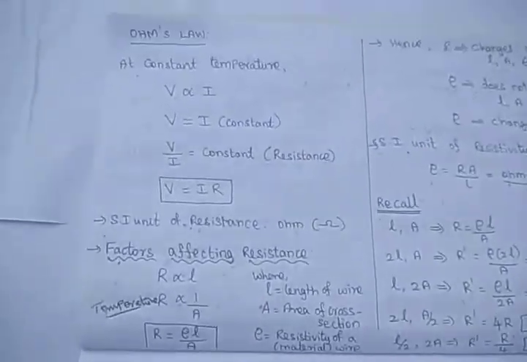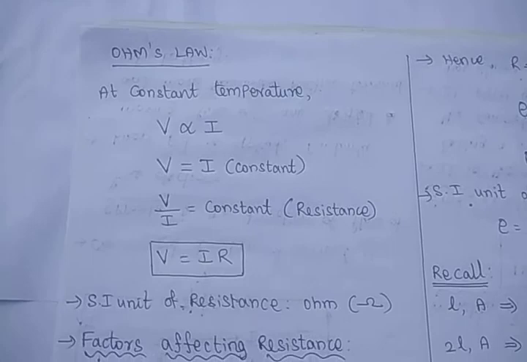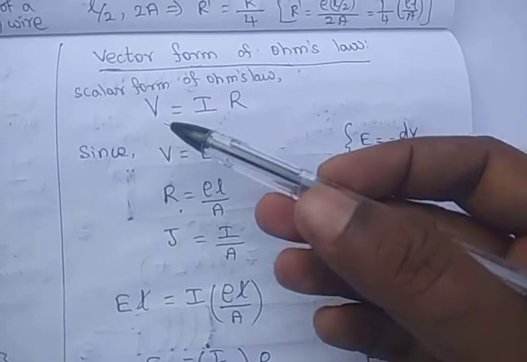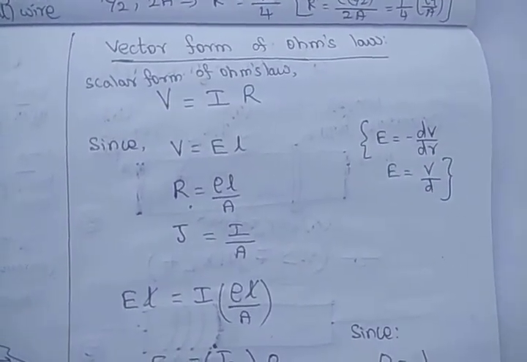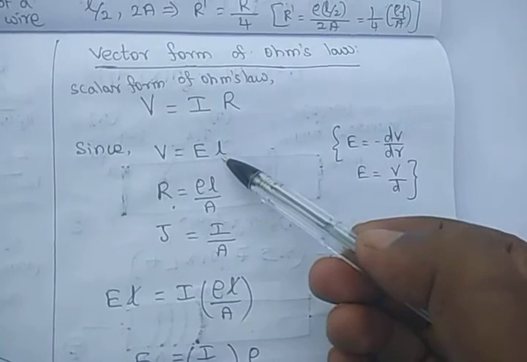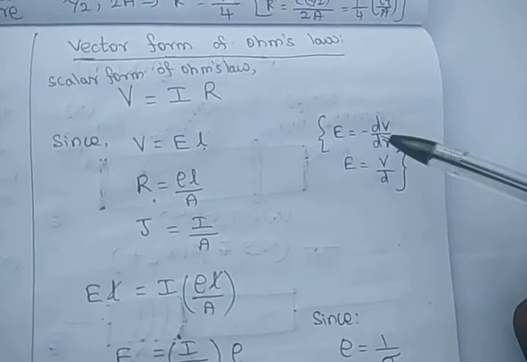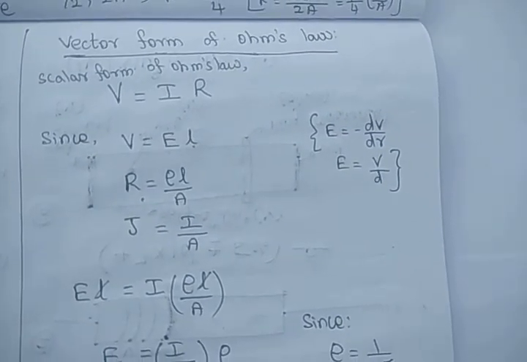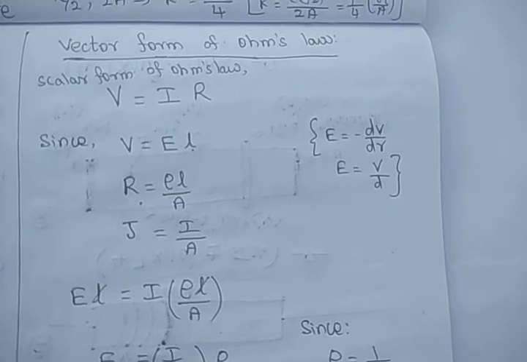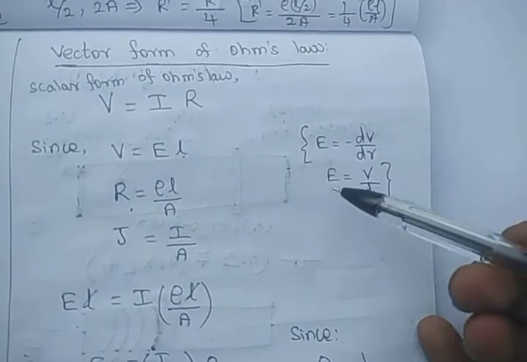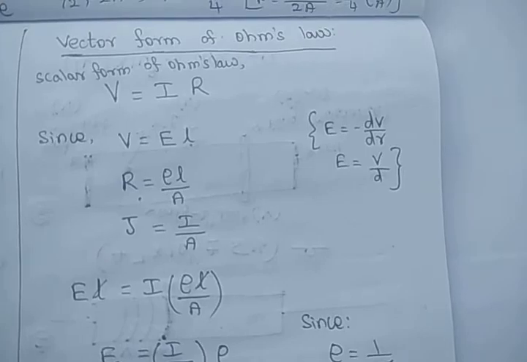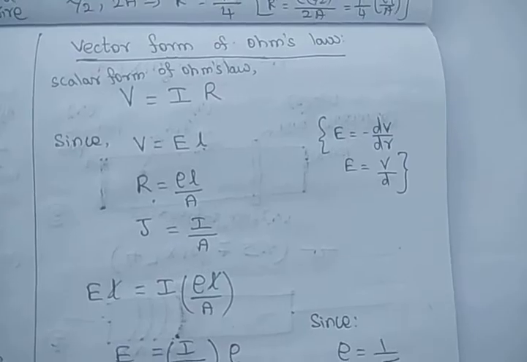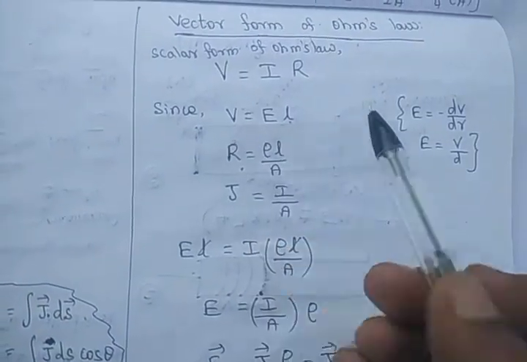Now this is the scalar form of Ohm's law. Now we are going to write the vector form of Ohm's law. Since V is equal to IR is the scalar form of Ohm's law, we know that V is equal to electric field into length. Sir, how does that come? Very simple. Already in the second chapter we studied that electric field E is equal to minus dV by dr, the potential gradient. So in scalar form we can write E is equal to V by thickness. So V is equal to E into thickness, that is the length of the wire. So V is equal to EL.